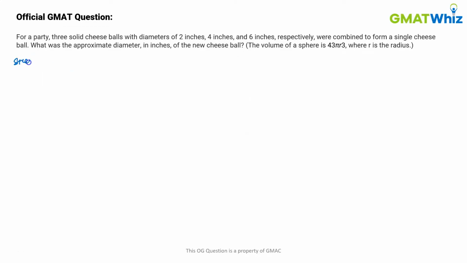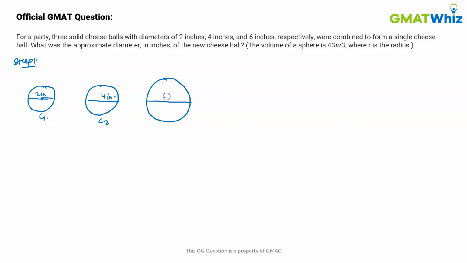In this question, we are given that for a party, 3 solid cheese balls with diameters of 2, 4, and 6 inches. So let's quickly draw these cheese balls. If this is cheese ball 1, its diameter is 2 inches. If this is another cheese ball with diameter 4 inches. I know the diagrams do not look as big as they should be, but I hope it conveys the point. And this is 6 inches.